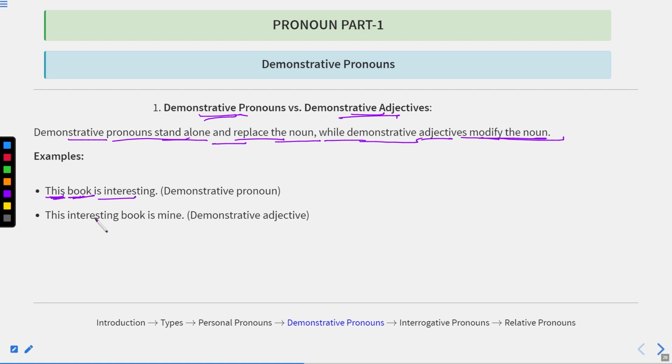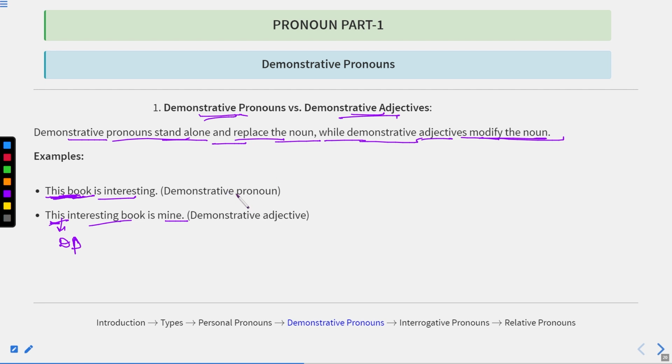But if I say this interesting book is mine, in this sentence you can see that just after this we do not have any noun, so we have replaced this book with the word this only. So this is a demonstrative pronoun, because immediately after it we do not have any noun.